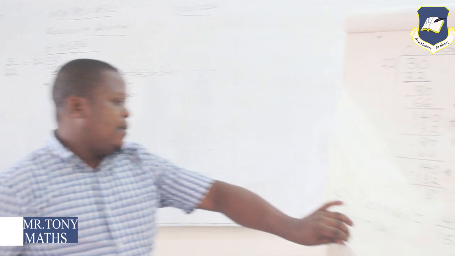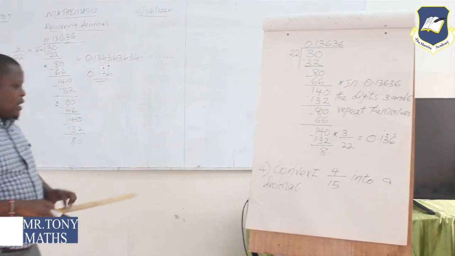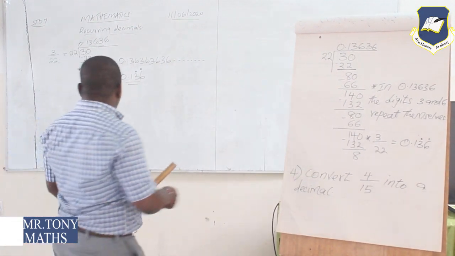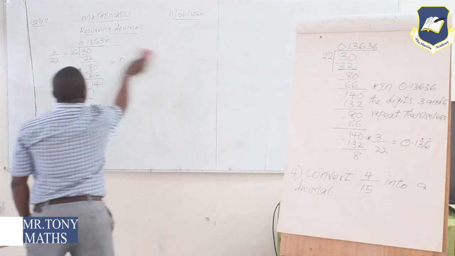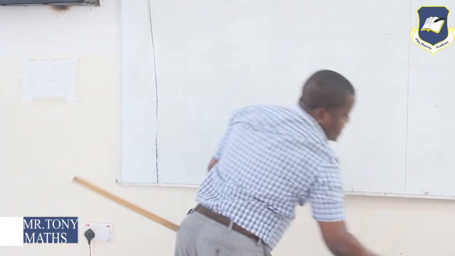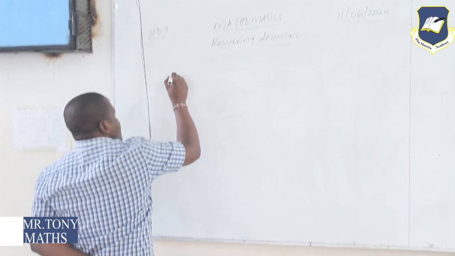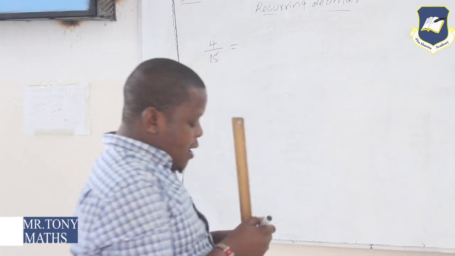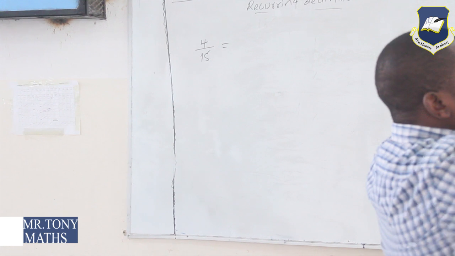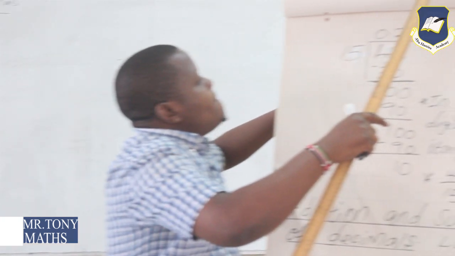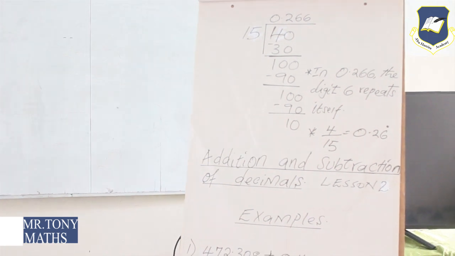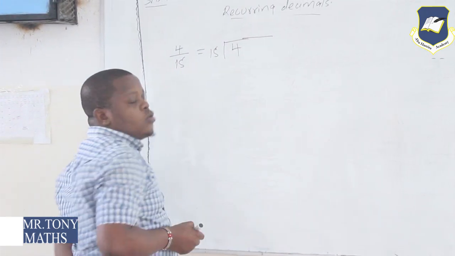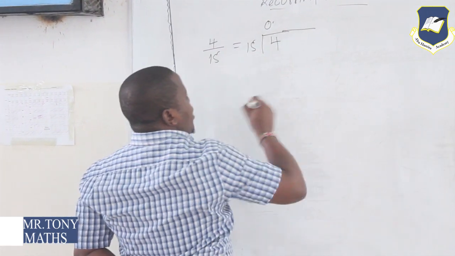We move on to our example 4. And our example 4 serves as our last example, where you're told to convert 4/15 into a decimal. So 4/15 means that you're going to take 4 divided by 15. Now 15 won't go into 4, so you put a 0 up here, dot, then 0.